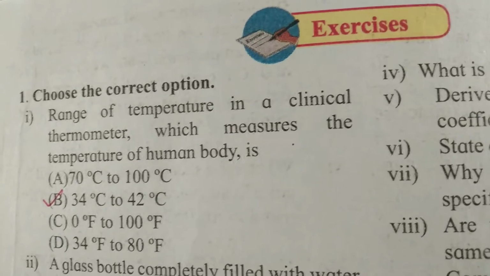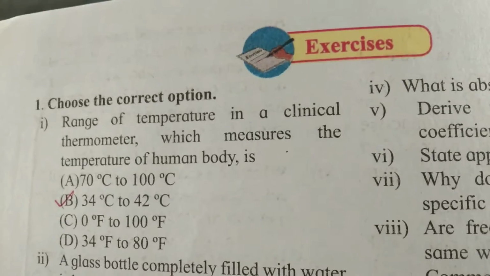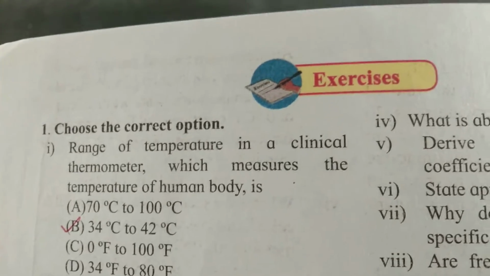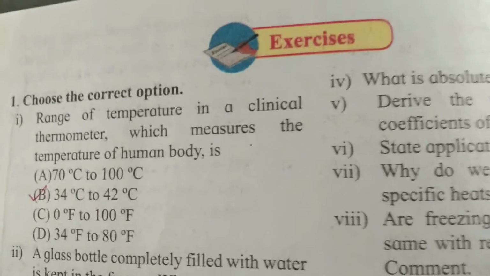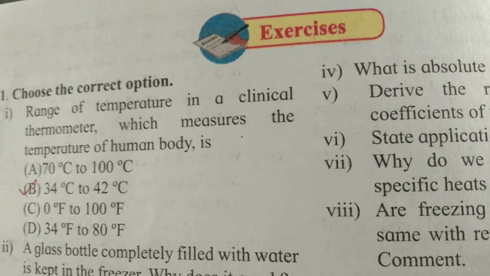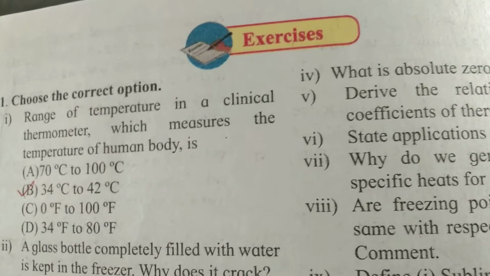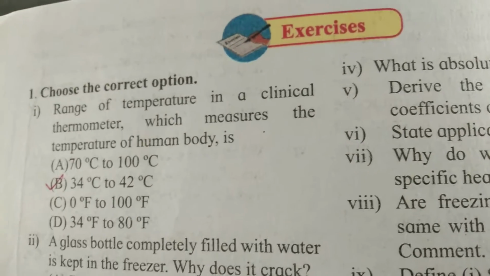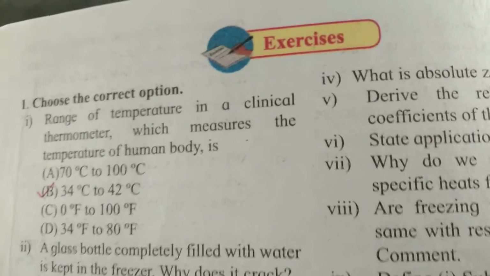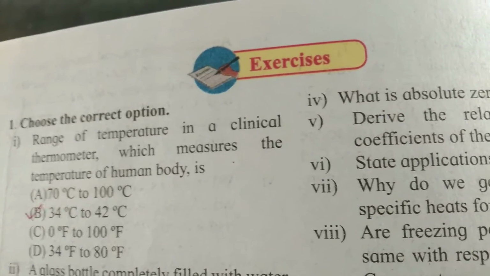Range of temperature in a clinical thermometer which measures the temperature of human body is: option A, 70 degrees Celsius to 100 degrees Celsius; B, 34 degrees Celsius to 42 degrees Celsius; C, 0 degree Fahrenheit to 100 degree Fahrenheit; D, 34 degree Fahrenheit to 80 degree Fahrenheit. The correct answer is option B, that is 34 degrees Celsius to 42 degrees Celsius.